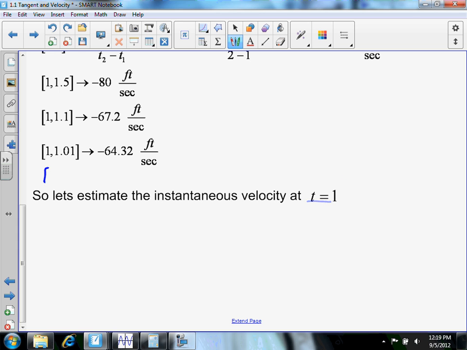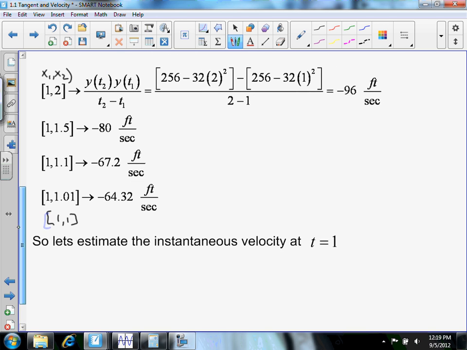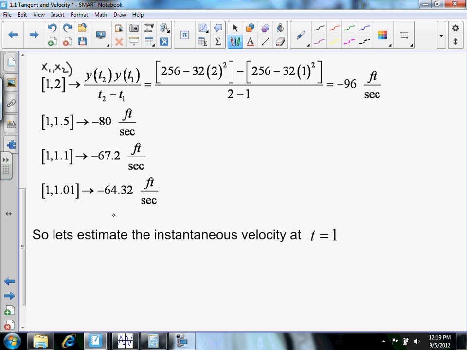Remember, we can't plug in 1, 1 because that gives us 0 on the bottom, and we can't have an undefined. So we're making an educated guess of how close we're going to get. Notice we're getting from 80 to 67 to 64, and we're getting really close. That's a close estimate. So if we're going to take an estimate, our instantaneous velocity, we'll take a guess at about 64 feet per second. And that's what our instantaneous velocity would be using a secant line as you get closer and closer to that point.